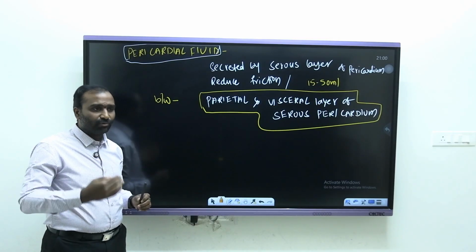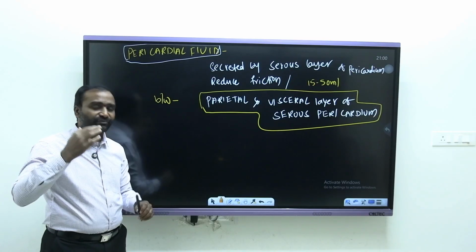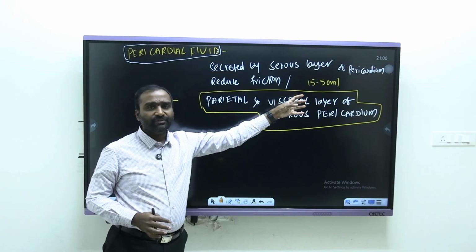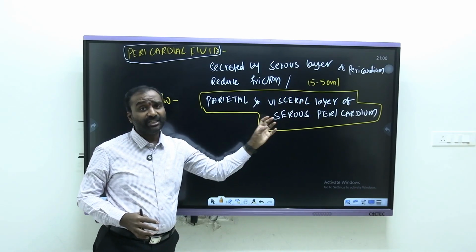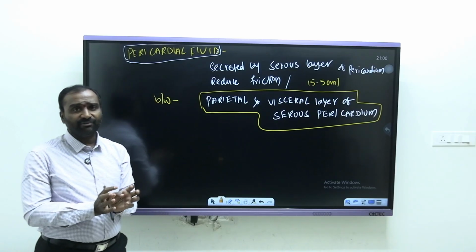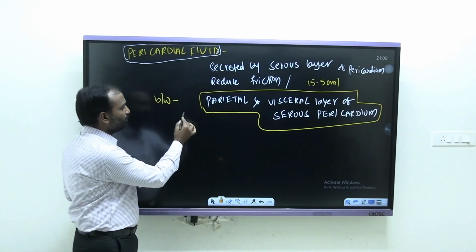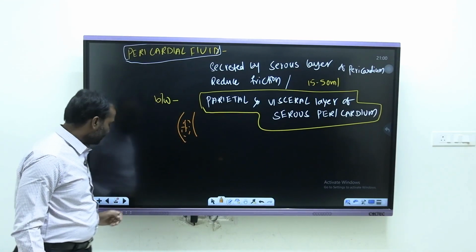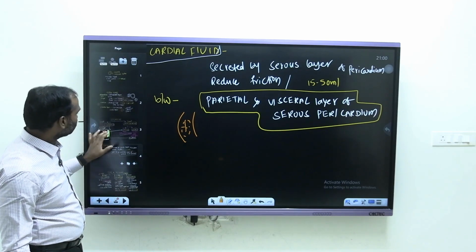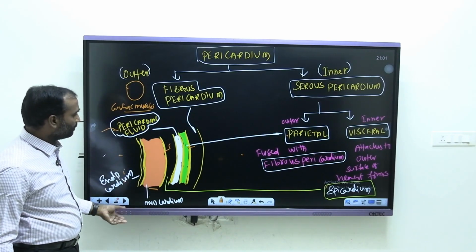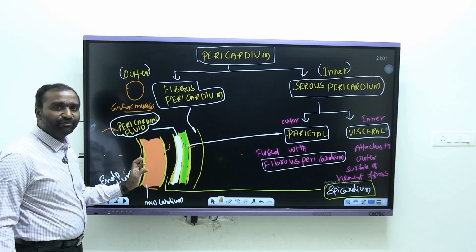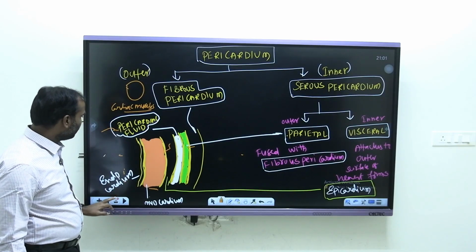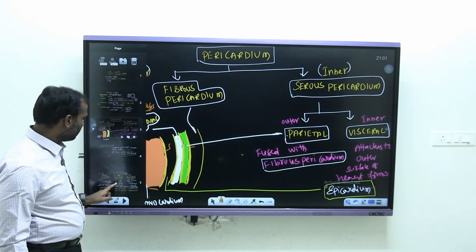And when we are moving, walking or jumping, the friction is reduced by the pericardial fluid. The quantity is approximately 15 to 50 ml, present between the parietal and visceral layers, just as you have seen previously. Here, between the parietal and visceral layers, this pericardial fluid is present, and it reduces the friction. Okay now.